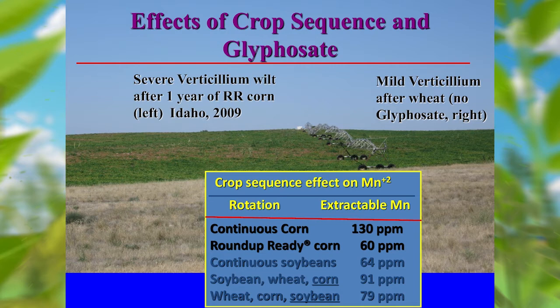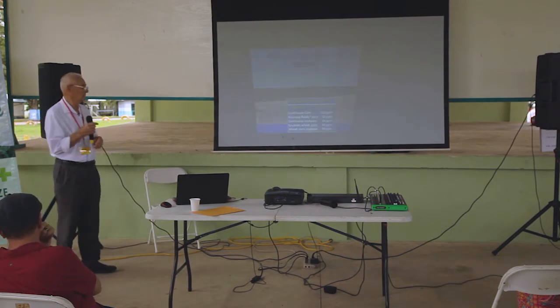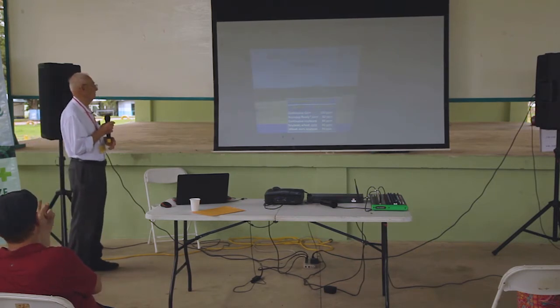And manganese is a very important element to block the extracellular enzymes of the verticillium wilt. So it doesn't eliminate the verticillium, but it greatly delays its ability to cause the disease, the wilting.